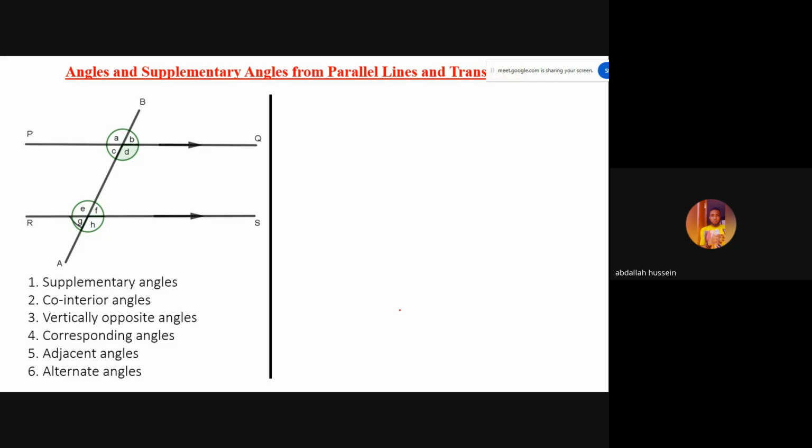Angles A and B are supplementary. Okay, so A and B. Also, I'll mention two: angles B and D are also supplementary. Okay, so Abdul, you've mentioned two. That's good.